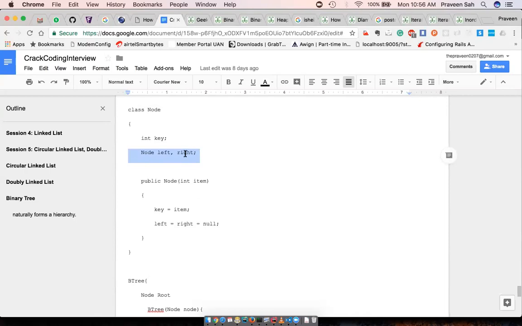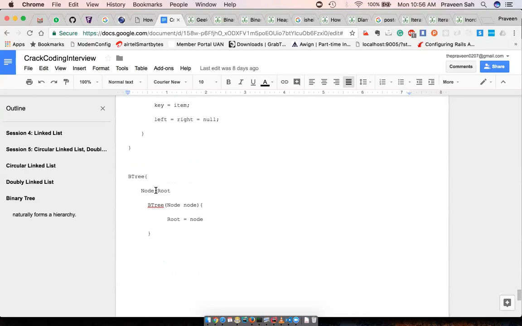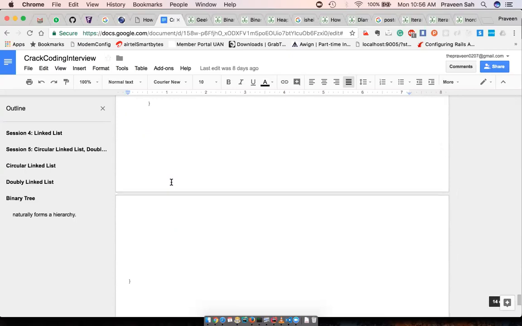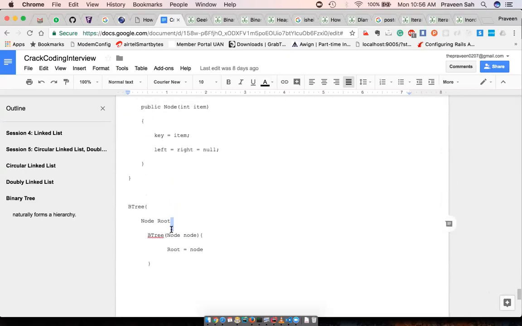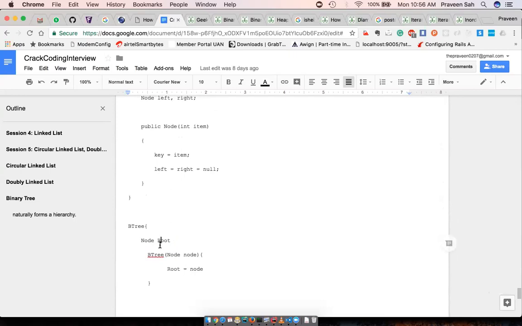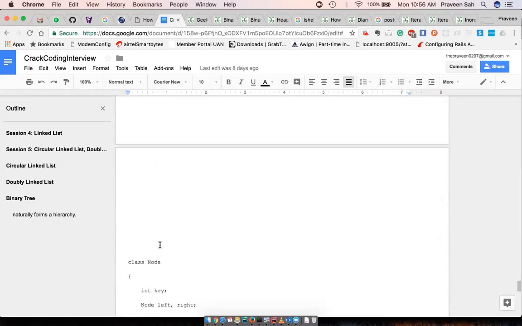Now using this node, we have our binary tree implemented, where we just have a root. That's it. We just need the root of the tree. That is good enough to access the full tree. We just maintain the root, which is of this node type, and we have our tree here. This is a very simple implementation of a tree, where we just maintain the root node. That's it. So this is a binary tree implementation.